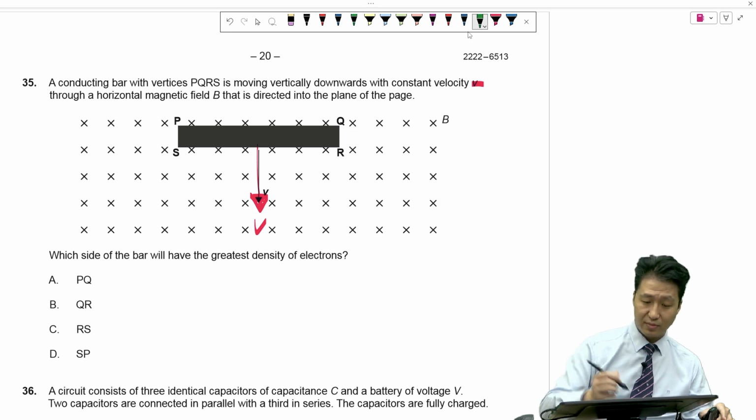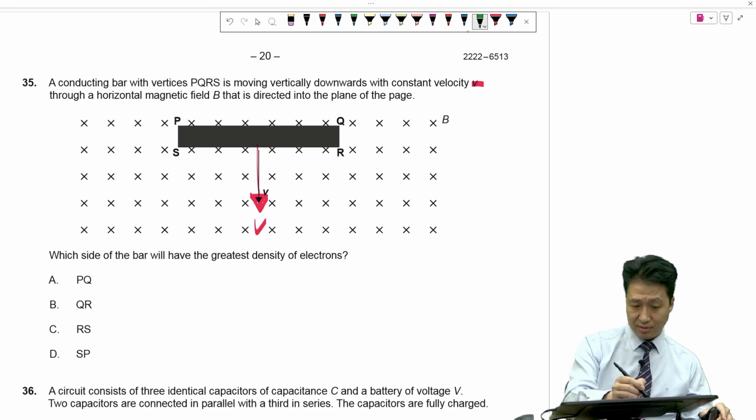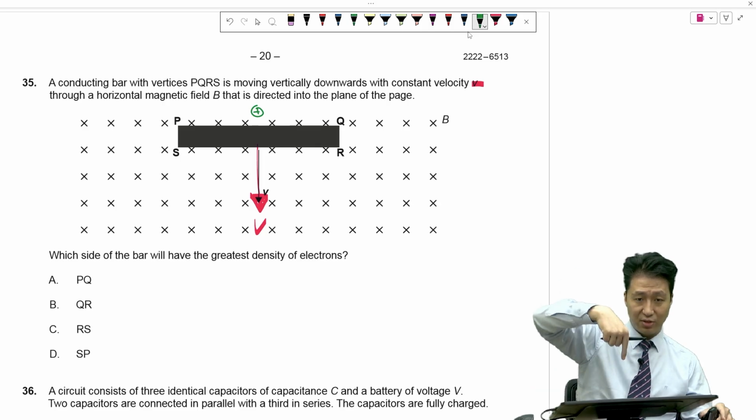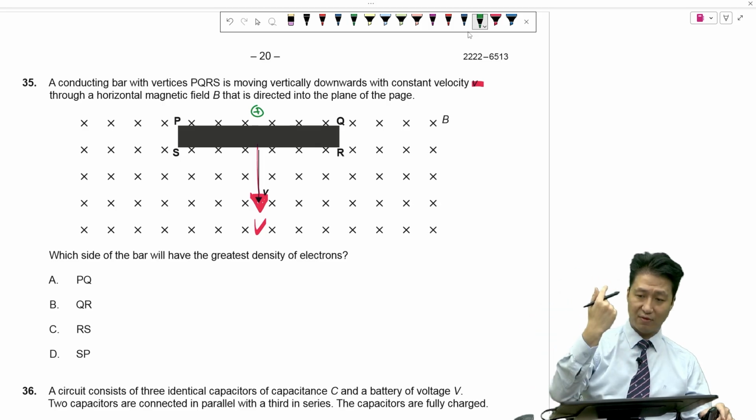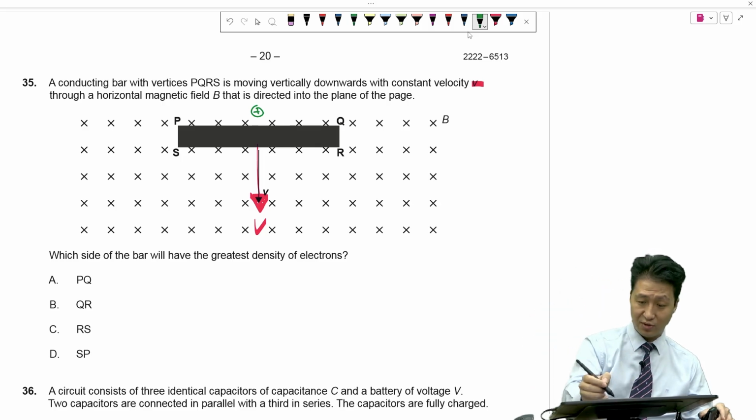Well, first, imagine that you have a positive charge on the bar. It's going downwards. There's field into the page. So the force on this positive charge will be to the right. That means electrons are moving to the other side, to the left. The answer should be PS or SP.